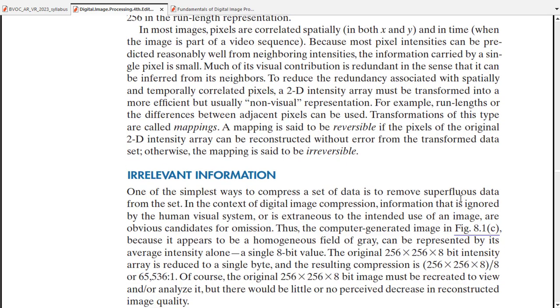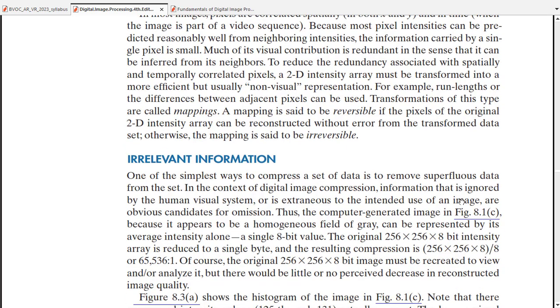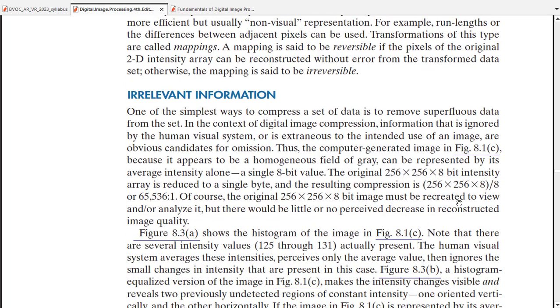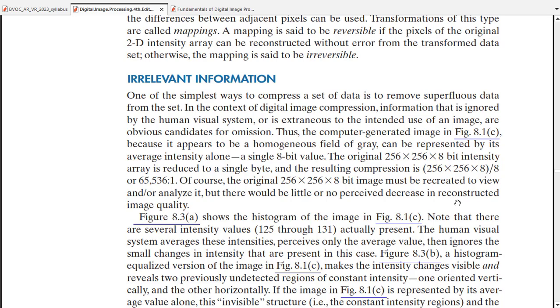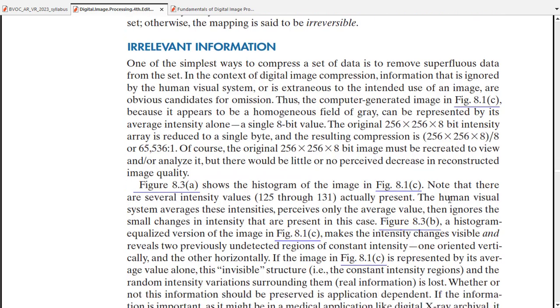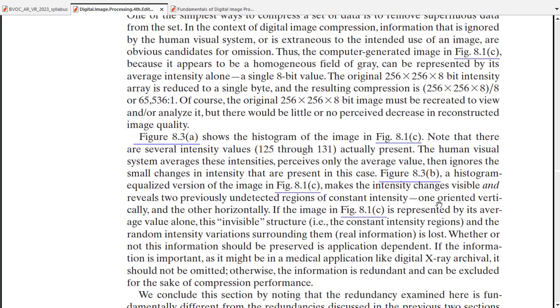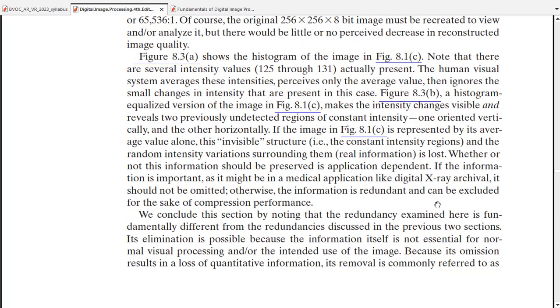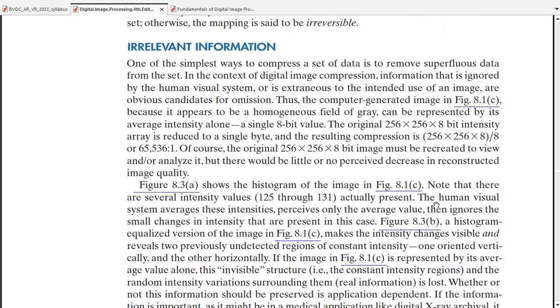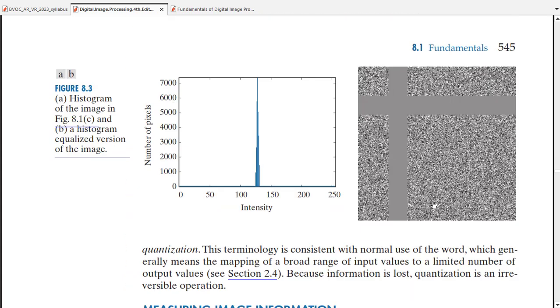Maybe this mapping will be a transformation technique for irreversible mapping. So irrelevant information removal is one of the simplest ways of compressing data. So remove this superfluous data from the source. In this image, each and every image will be represented from the original dimensionality into some type of 8-bit intensity values. Some type of redundancies will be analyzed from the irrelevant information.